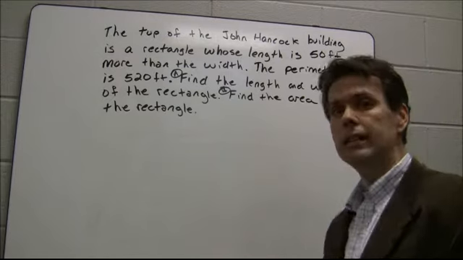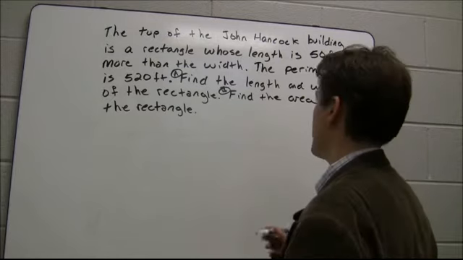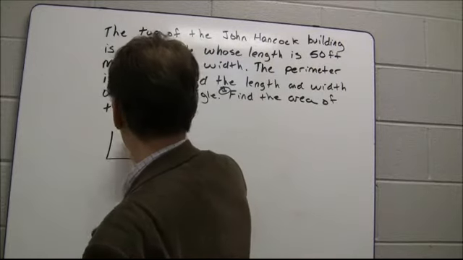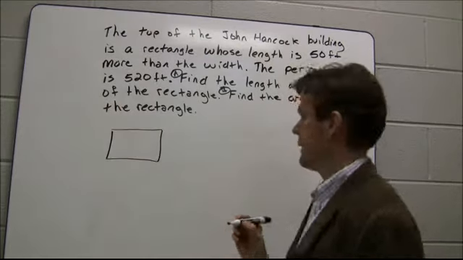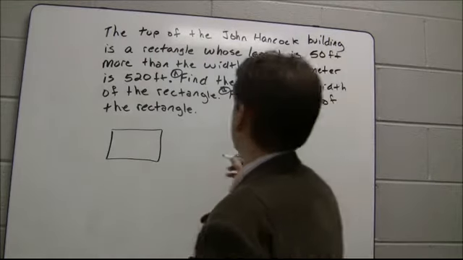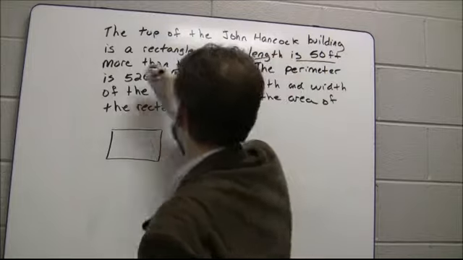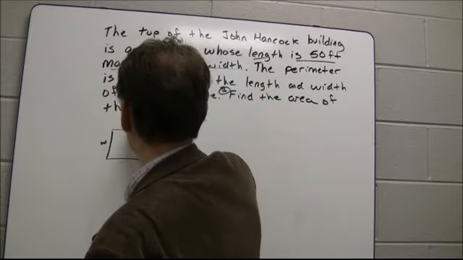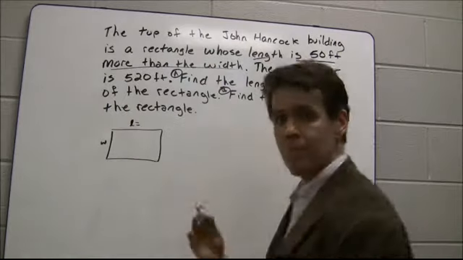It's probably the harder of the two parts. And so what do we know here? Let's draw a picture. So there's our rectangle. Let's label this. The top length is 50 feet more than the width. So if we've got a width here, we'll call that the width. The length is 50 feet more than the width.